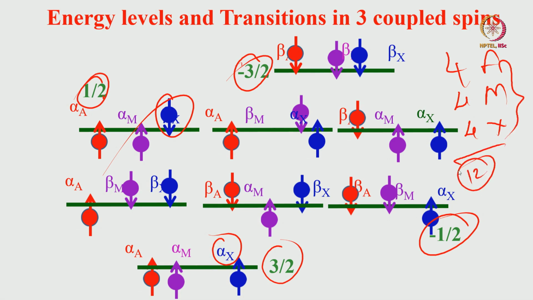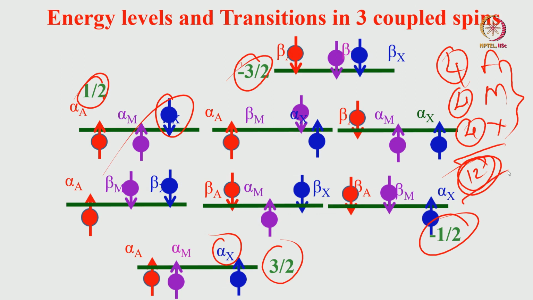When 3 protons are coupled, 3 spins are coupled, totally we are going to get 12 transitions, 12 peaks. Remember when we had 2 spins, we got 4 peaks. 2 spins are coupled, we worked out in the previous slide. 4 transitions are there, 2 for A and 2 for X. Now when 3 are coupled, we get 4 for A, 4 for M and 4 for X. There are totally 12 transitions.